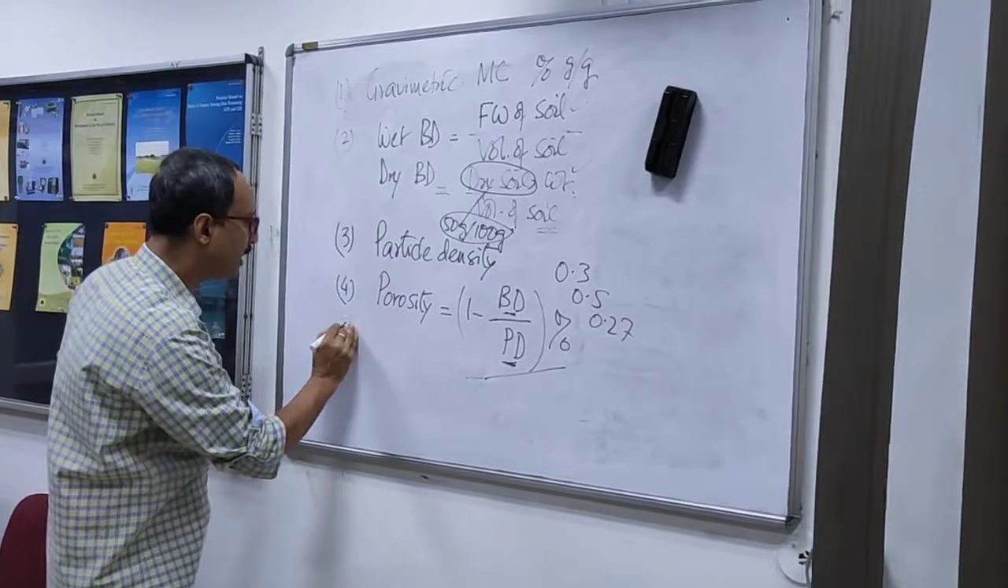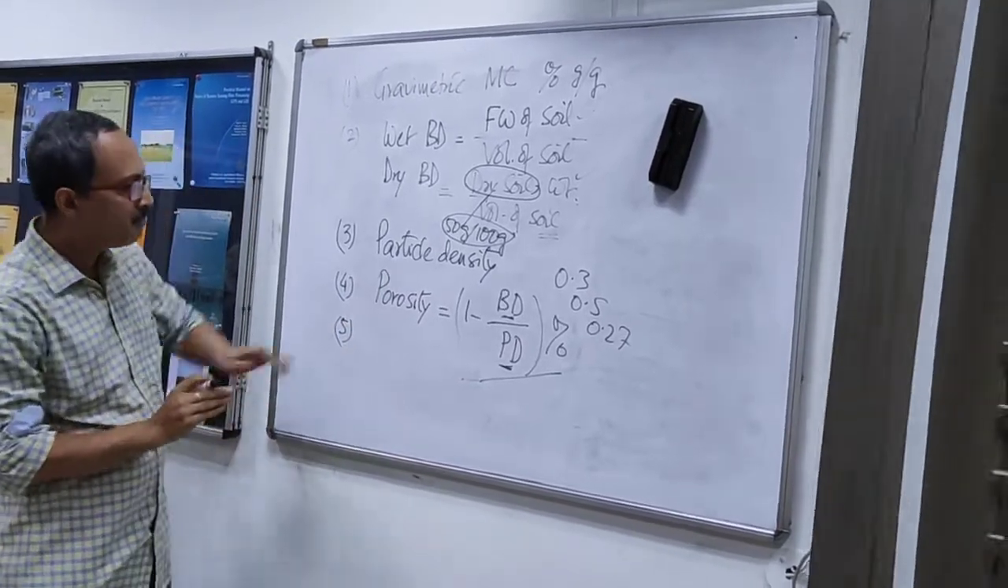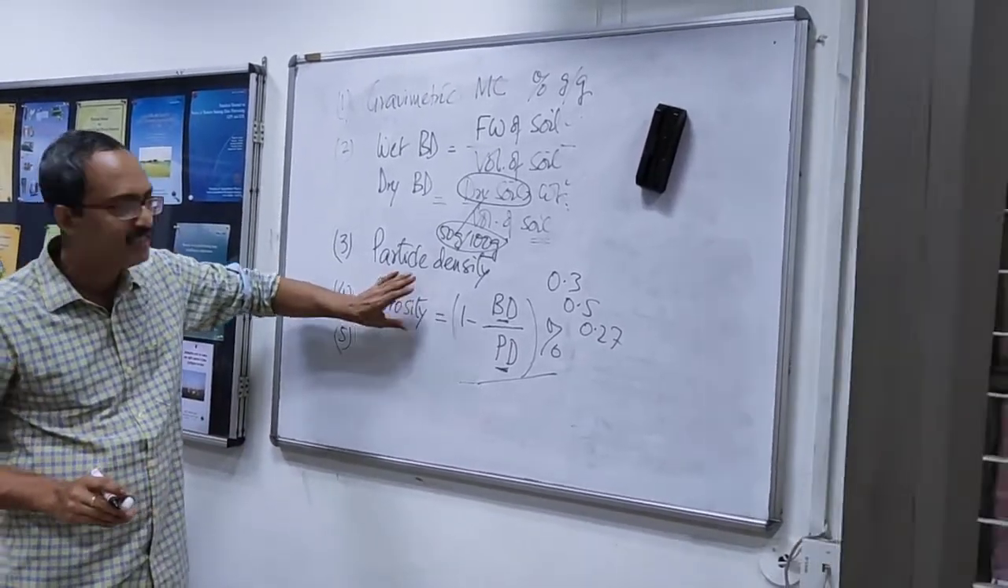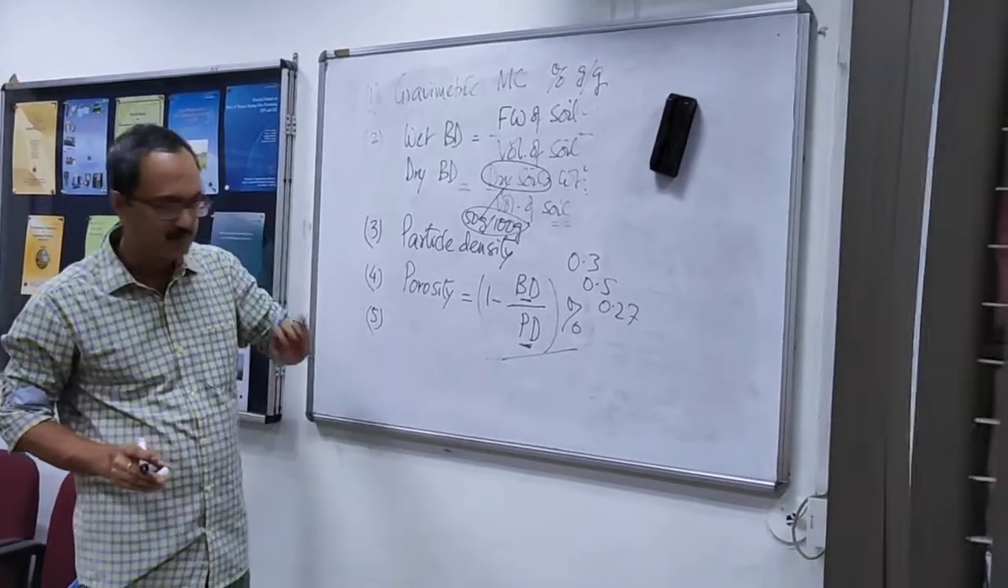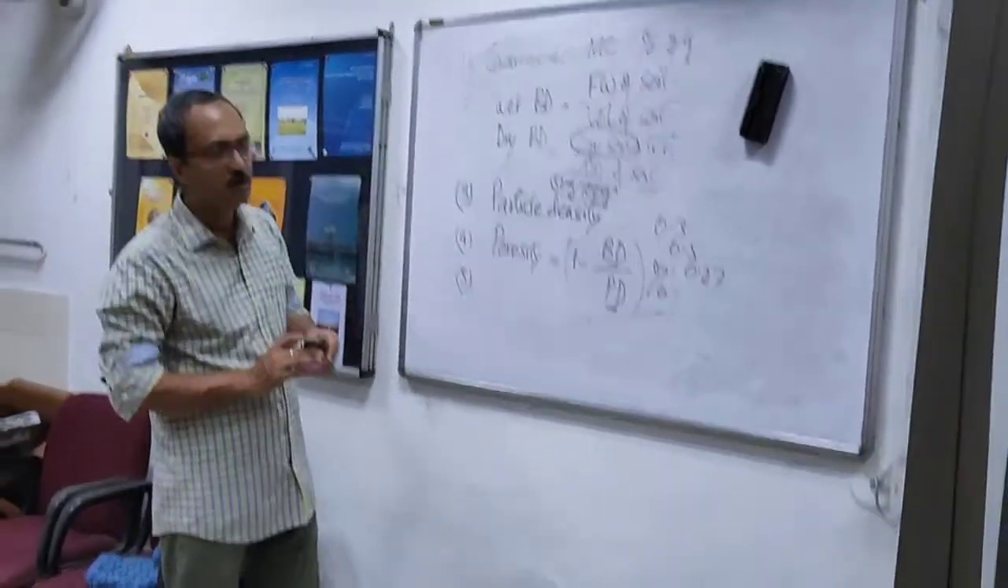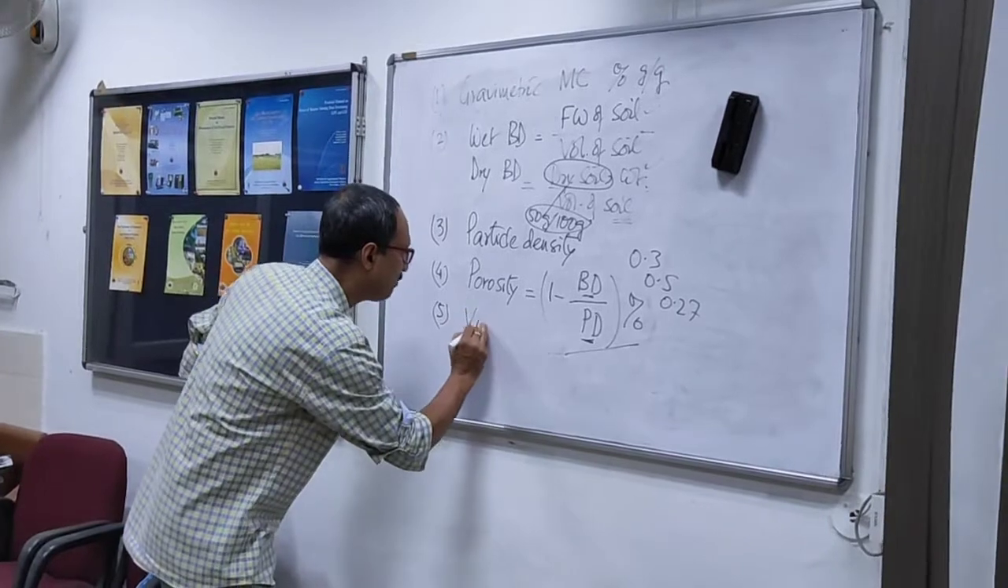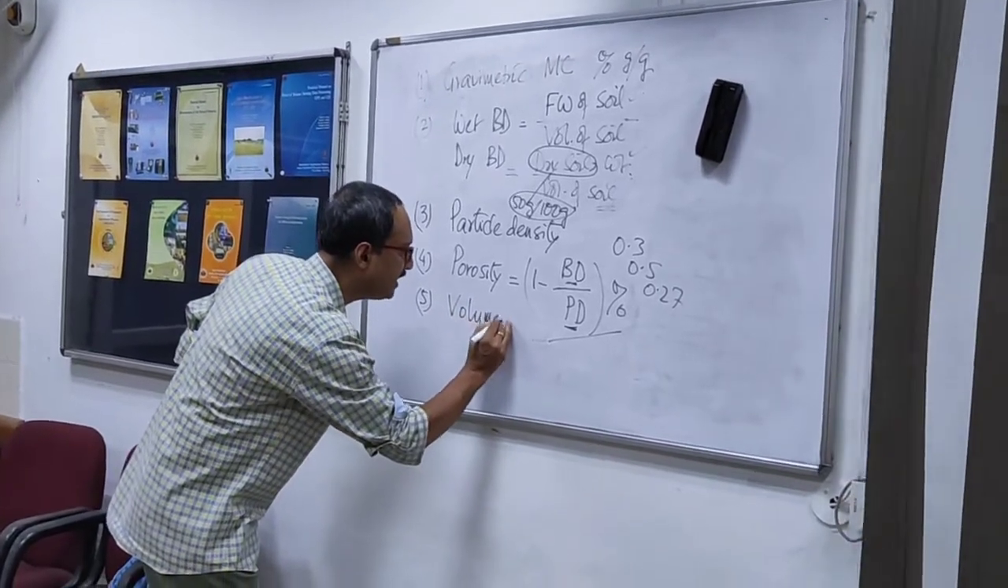The fifth one which you have to do is, remember this porosity is not a direct measurement, it's a derived one because you have taken the bulk density and particle density. The fifth one is your volumetric water content. Now for the volumetric you can do it in two ways.